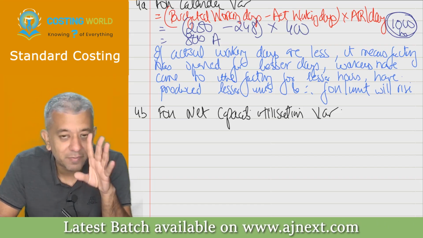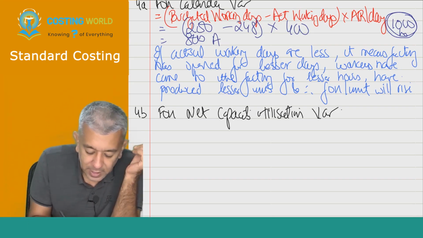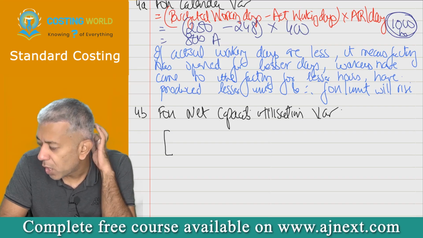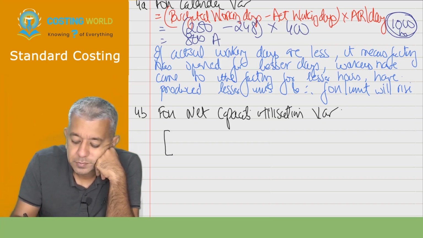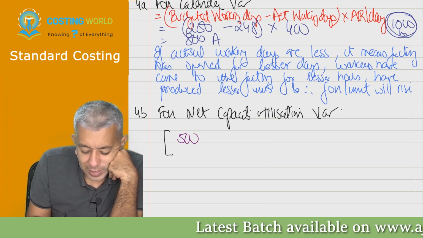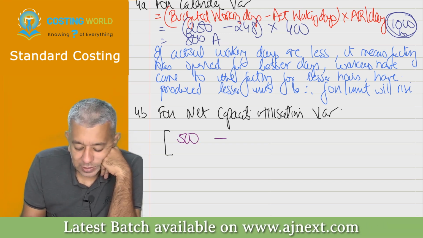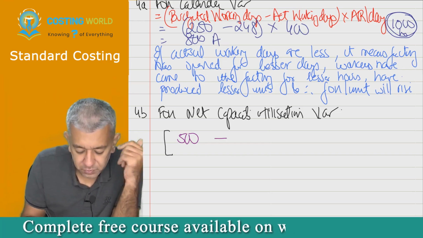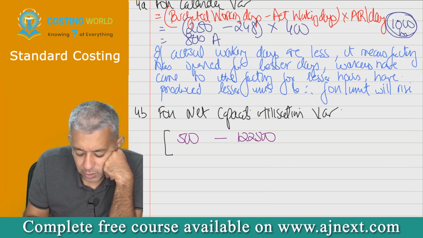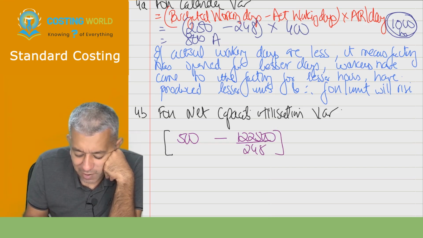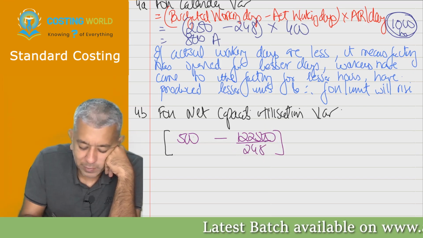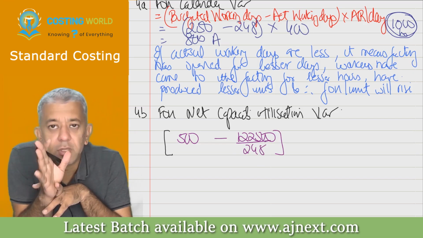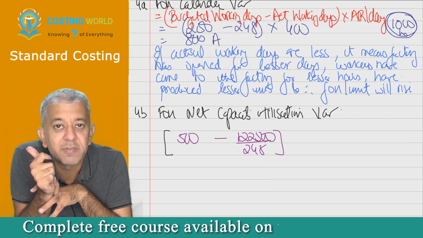Okay, so now everybody will tell me the numbers, but don't write please. Tell me first of all, every day workers should have worked for how many hours? Tell me one number only. 500. Tell me, in reality, workers actually worked every day for how many hours? 122,500 upon 248. Now, first of all, everybody computes this figure on the calculator. Tell me, is it higher than 500 or lower than? Lower than. So the moment you all say it is lower, I say the variance will be adverse.